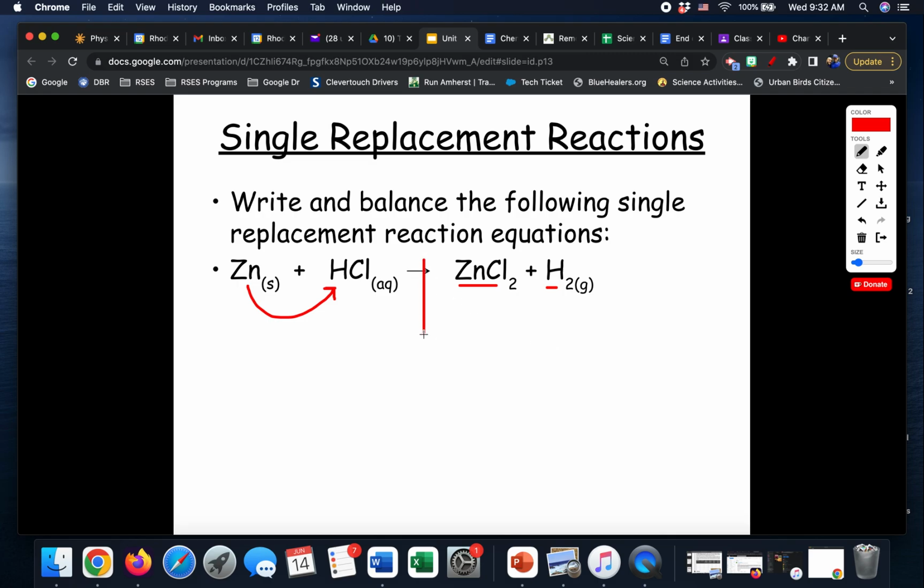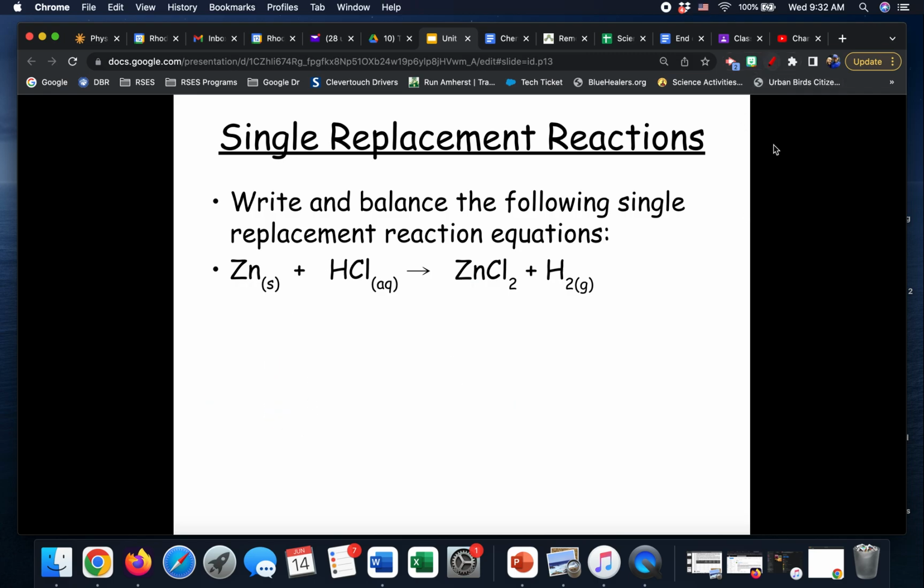And remember to balance, separate, write each element on each side. They're always the same, so I could put whatever's on the left side on the right, and then I will count them up. 1 zinc, 1 H, 1 Cl. 1 zinc over here, 2 H's, 2 Cl's. So I need my H's to equal 2. I multiply this by 2. That gives me 2H and 2Cl. So that would be the balanced equation. Still going to practice those as we go forward.